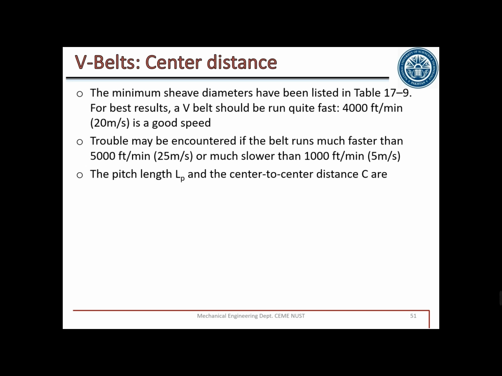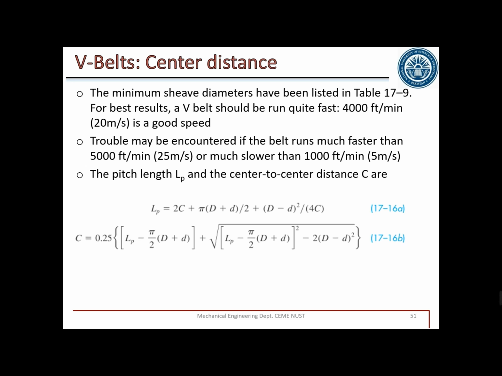To calculate the center distance, we have to use the pitch length that I have already explained. For example, for a B1275 type belt, the Lp will be 1275 plus 45 correction length, so it will be 1320 millimeters. That will be the pitch length. These equations are the same as we calculated for the flat belt. If we know the center distance, we can calculate Lp, and if we know the length of the belt, we can calculate C. Both equations are the same, we have just separated C from equation 17-16 to make this equation.